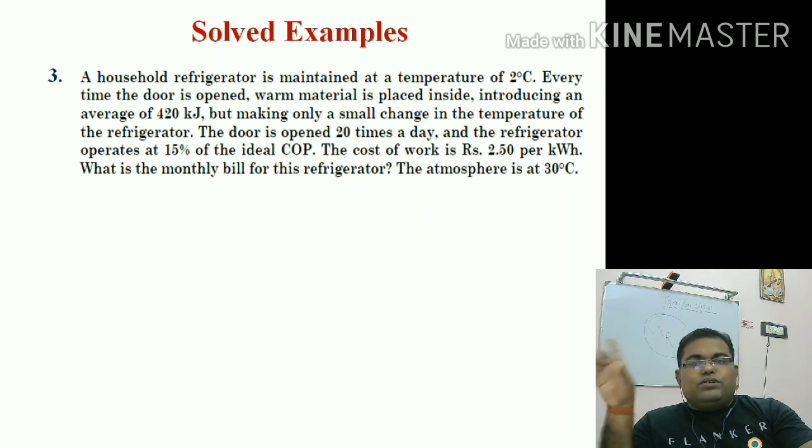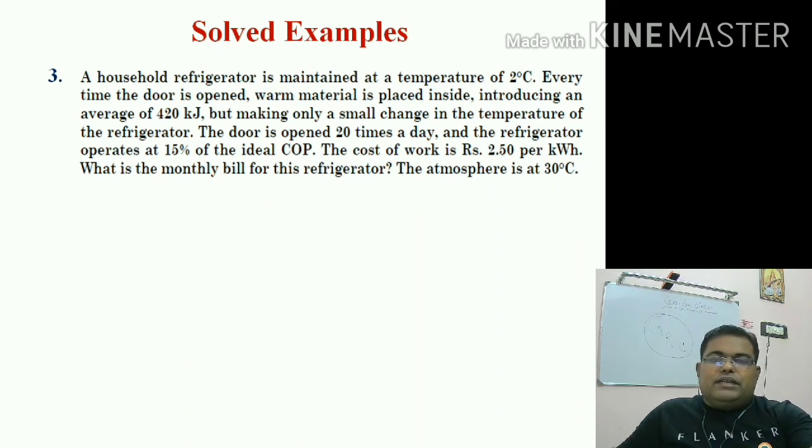The door is opened 20 times a day and the refrigerator operates at 15% of ideal coefficient of performance. The cost of work is rate 2.50 per kilowatt hour. What is the monthly bill for the refrigerator? The atmosphere is at 30 degrees Celsius. So keep in mind, lowest temperature is 2 degree and highest temperature 30 degrees. Between that your refrigerator is working, and heat needs to be removed, right?